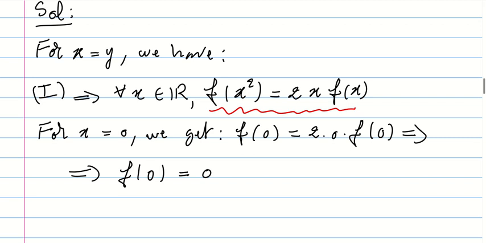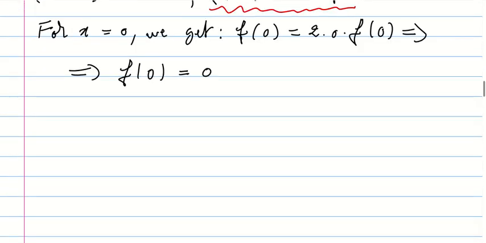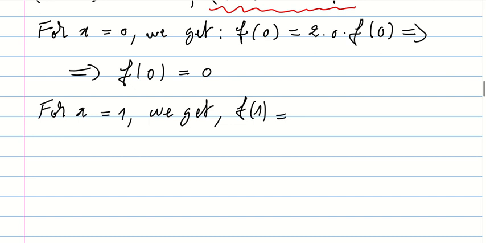The same thing for x equals 1. We get f of 1 equals 2 multiplied by f of 1, and this implies that f of 1 equals 0.